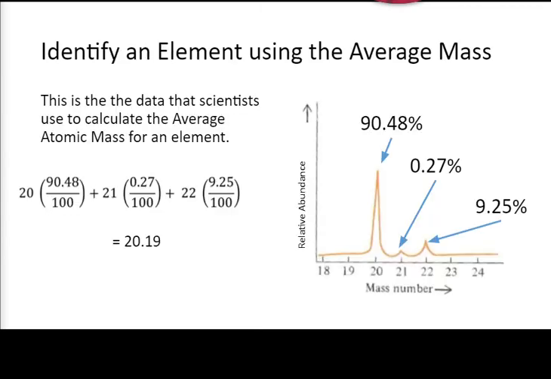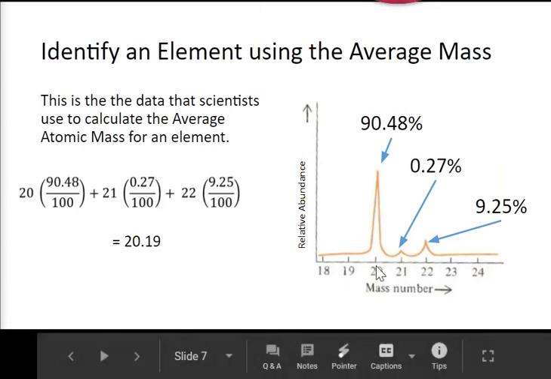So let's go back to those graphs that scientists are working with and see how they do their calculations. So here's a graph that would come out of a mass spectrometer. It'll tell us that some of the atoms had a mass number of 20, 90% did. Some of the atoms had a mass number of 21, 0.27% did. Some of the atoms had a mass number of 22, 9.25% did.